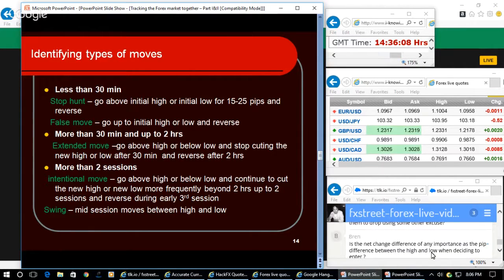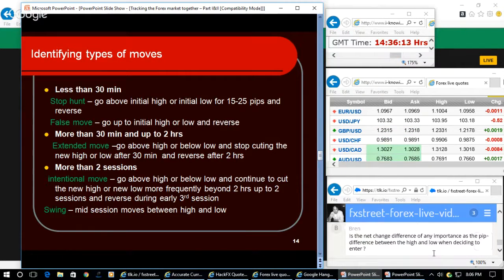There is a question from Bren. Is the net change difference of any importance, as the pip difference between the high and the low, when deciding to enter?